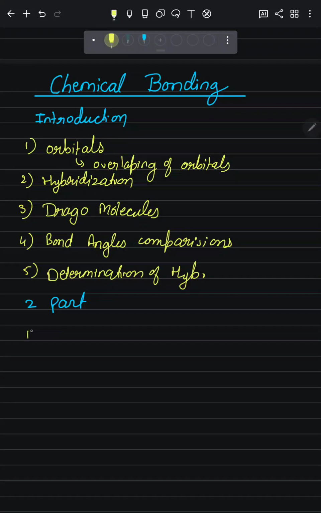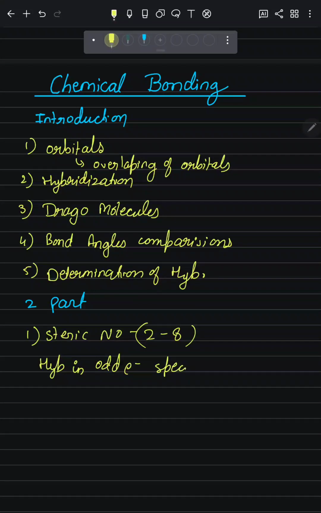inside which we will be discussing the steric number 2 to 8, right, number 2 to 8. After that, we will be discussing hybridization in odd electron species. It will come under the third part. In the third part, the first is hybridization in odd electron species. Then we are discussing the Fajan rule.